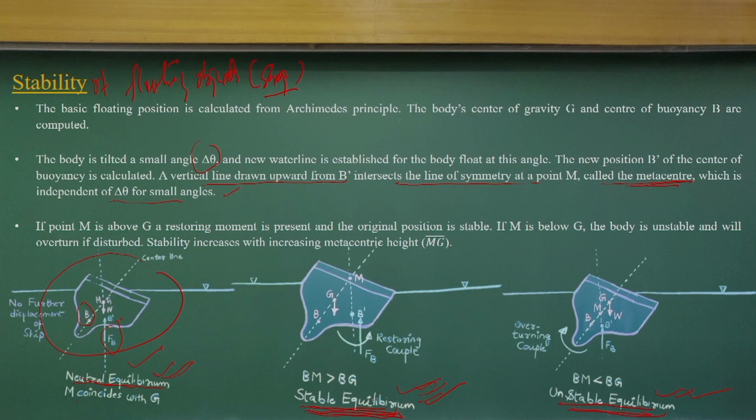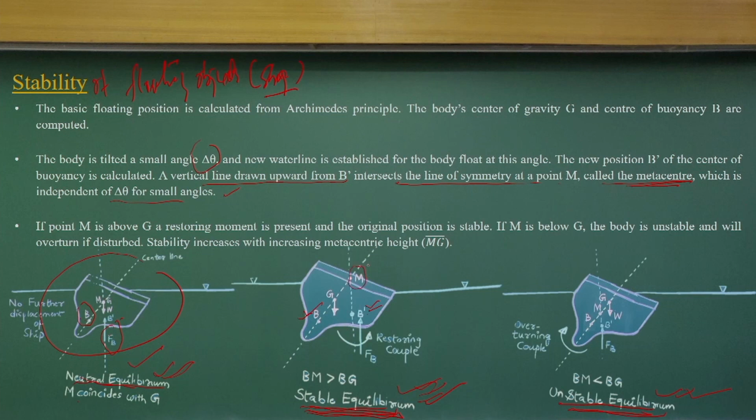But in many cases it happens like this, called stable equilibrium. As we tilt this floating object, B shifts to B dash. As the water line changes, the displaced liquid changes, and the center of buoyancy moves from B to B dash. The buoyant force FB does not change much, because the same volume of liquid is displaced; only the center of buoyancy changes. If you find the metacentric point M here, and G is the CG point, then BM is greater than BG. That means M lies above G.